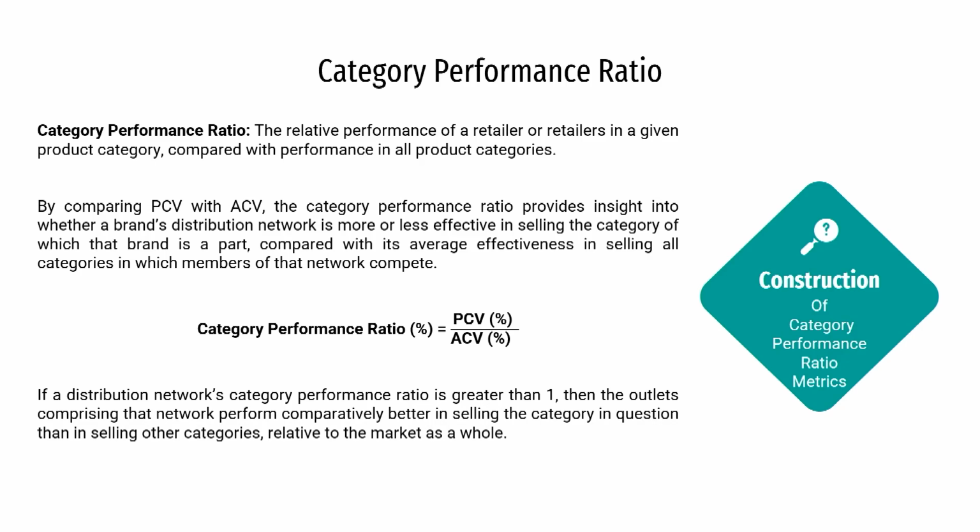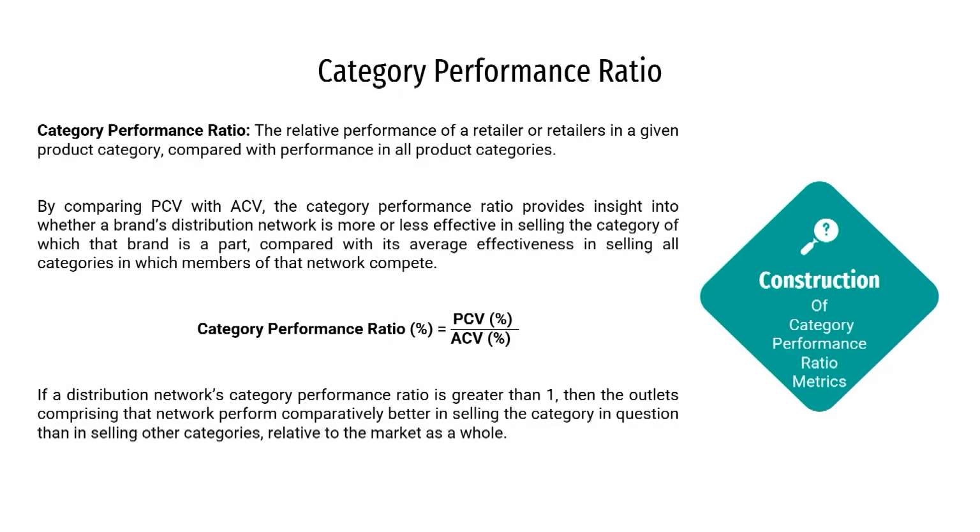So, basically, what is the category consumption level for those outlets where our brand has a presence, divided by the consumption level of the category in the entire market. So, as per the definition, the category performance ratio is the ratio of product category volume in terms of percentage divided by all commodity volume in terms of percentage.